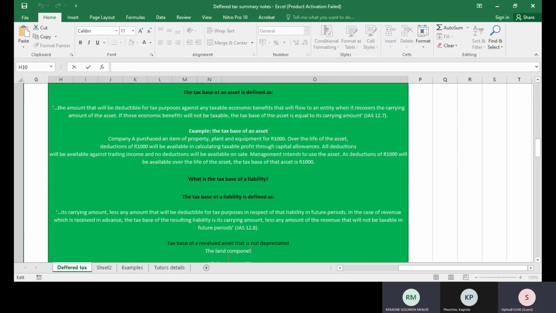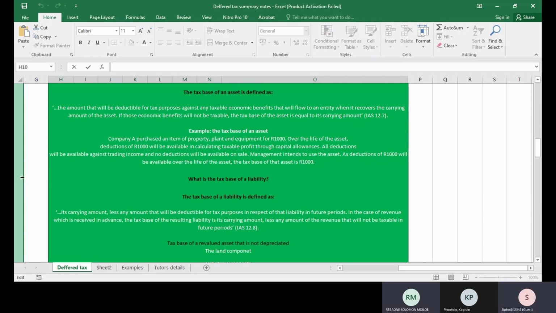Let's see here what I've done. I said the tax base of a revalued asset that is not depreciated, in this case, the land component. Basically, remember the land is not being depreciated. So the tax base will always be the same amount. So hence, you're not going to calculate deferred tax on the land.